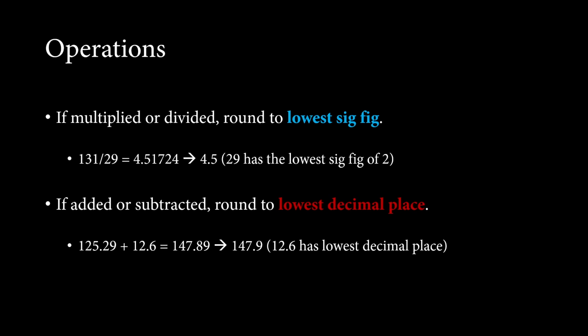Same thing, or differently, I guess. If the numbers are added or subtracted, you have to round to the lowest decimal place. Not significant figures, but decimal place. So if you have 125.29 plus 12.6 is equal to 137.89, you have to round that to 137.9 because the lowest decimal place is the tenth, and you have to round to that to be more accurate and precise. So that's basically what measurements and scientific notation and significant figures are about.